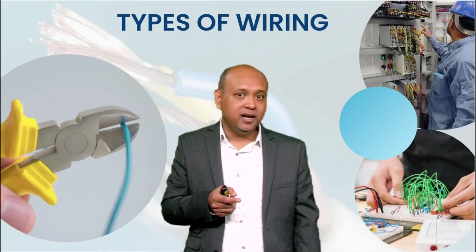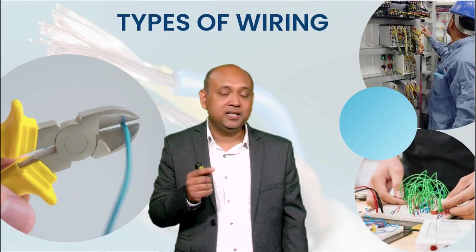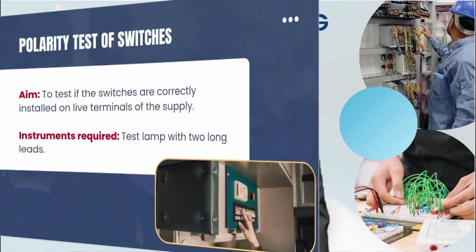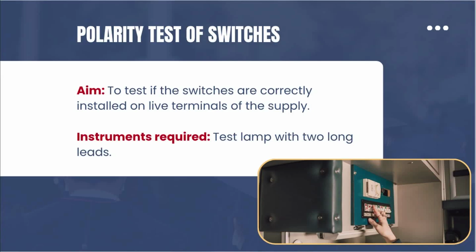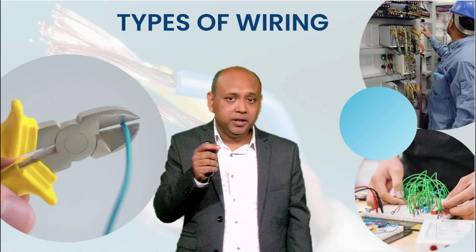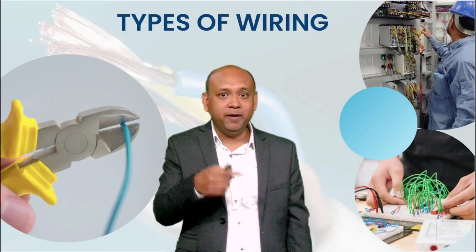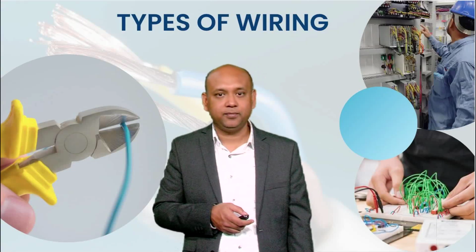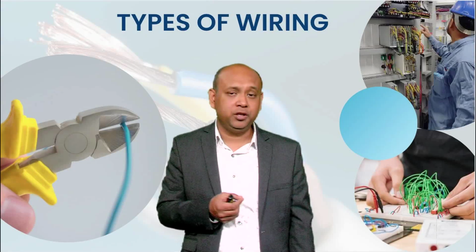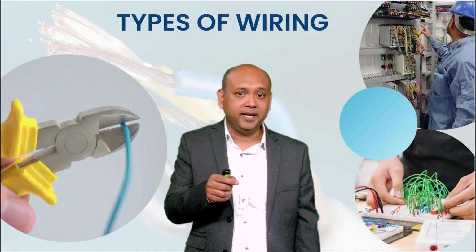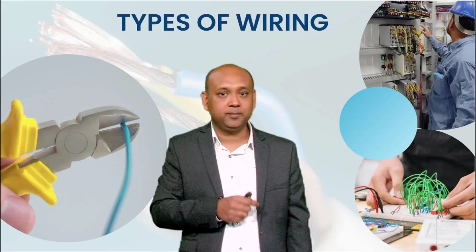The last test that we are going to perform is the polarity test of switches. The aim of this test is to verify that all switches are properly connected to the live terminals. To perform this test, we will need a test lamp with 2 long leads. The test lamp will help determine if the switches are correctly wired to the live supply, preventing any potential electrical hazards. Now let's go through the procedure to check if the switches are correctly installed on the live terminals.